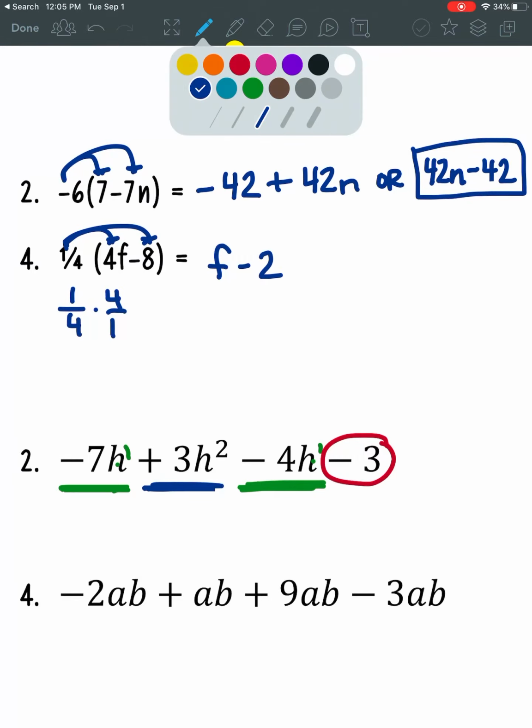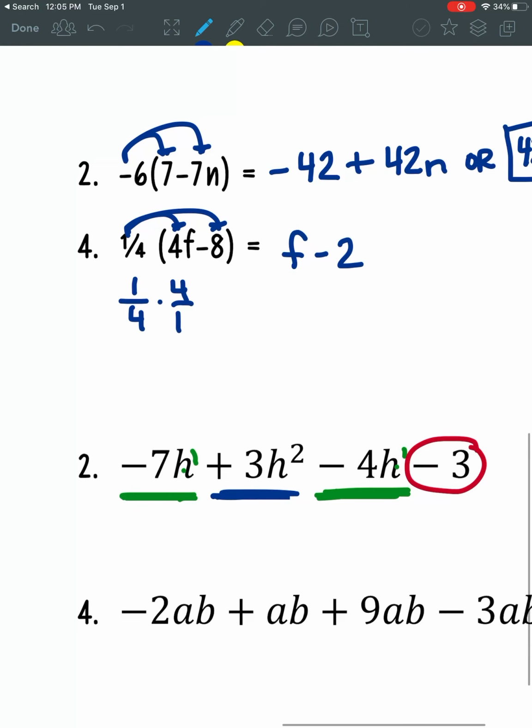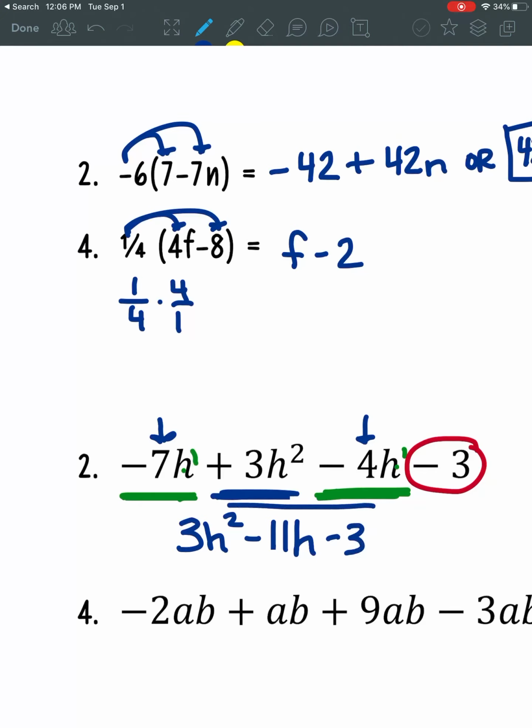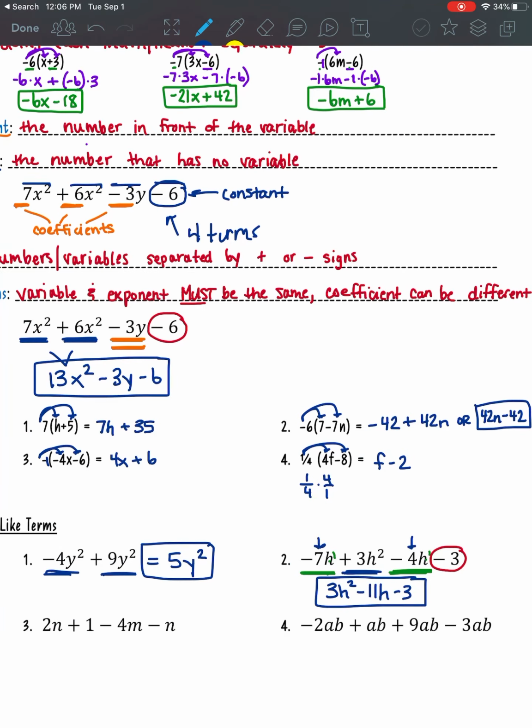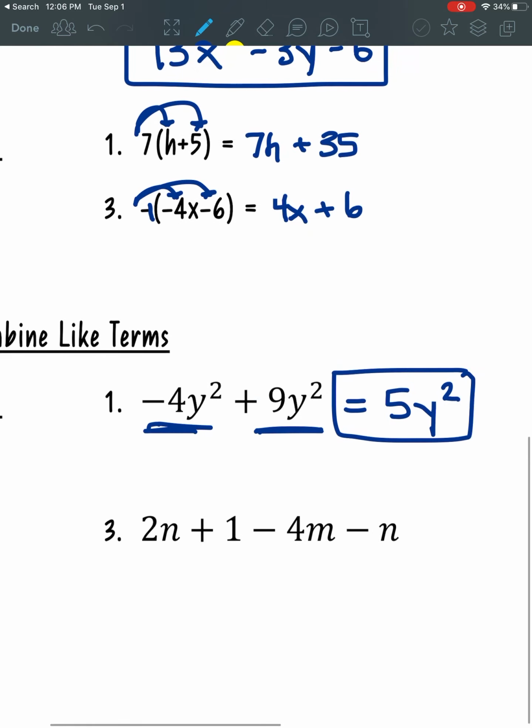And then lastly, our constant here doesn't have anything else we can combine with. So when we write this final answer, the 3h squared is going to stay exactly how it is because we can't combine it with anything. The negative 7, we're going to combine with the negative 4 because they both have h. So negative 7 plus negative 4 is negative 11, or you could think about negative 7 minus 4. It's going to be the same thing. And then that minus 3, our constant, still needs to be included on there. And that is simplified. That's the furthest we can go. We don't know what the variable h represents.